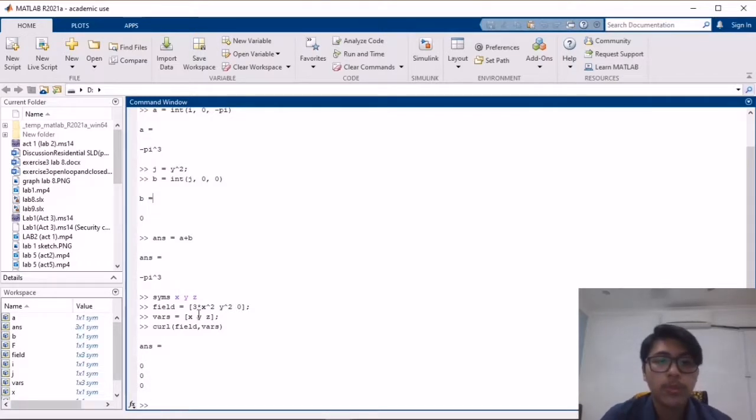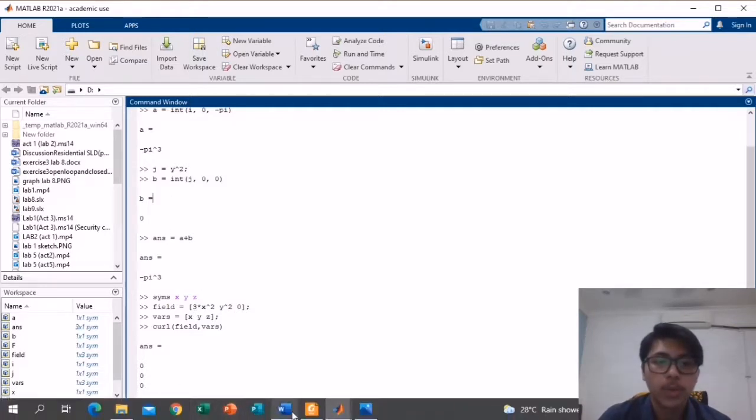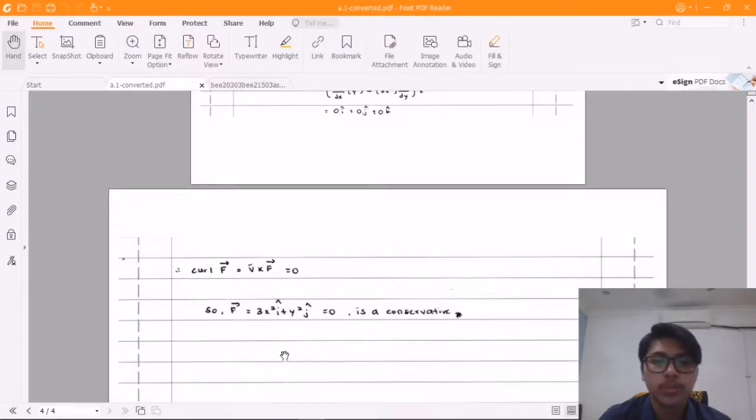To prove whether the vector f is conservative or not, we need to use the curl vector formula. So we apply it like this. We will get the final answer 0i, 0j plus 0k. So I can conclude that the final answer by using MATLAB and manual calculation is similar too. That's all from me. Thank you.